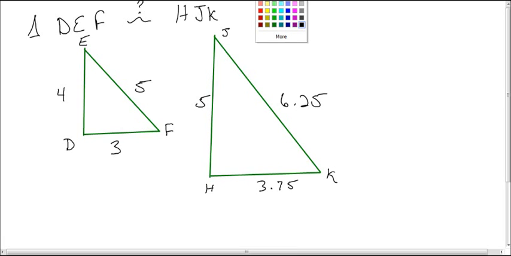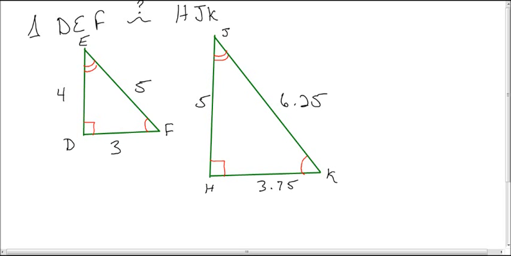So let's go inside and take a look at some angles. So let's say angle D measures a right angle, or 90 degrees actually. So let's say angle H measures 90 degrees also. And we can also say that E and J are congruent, and let's say K and F are congruent also.